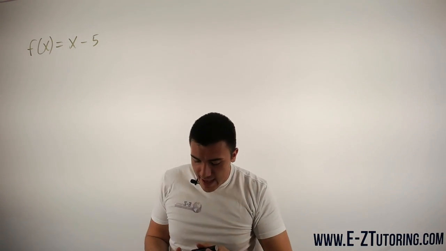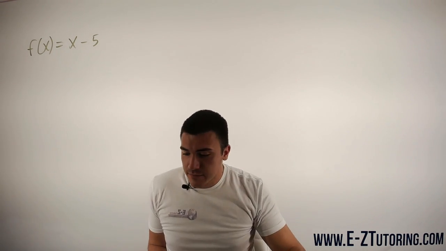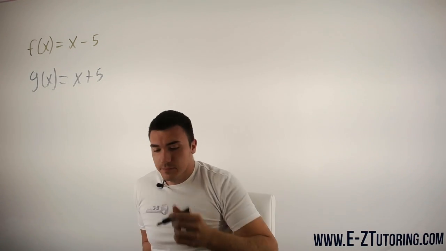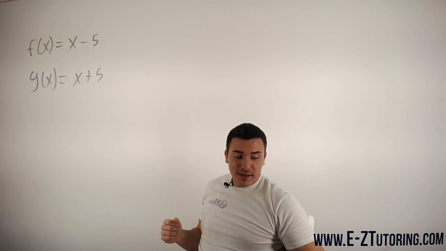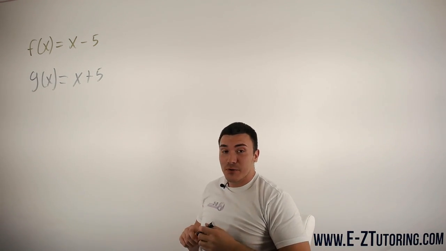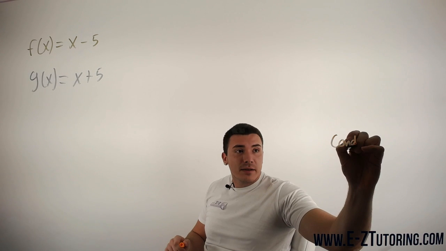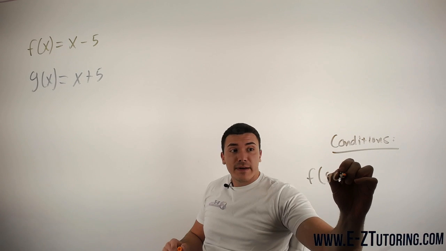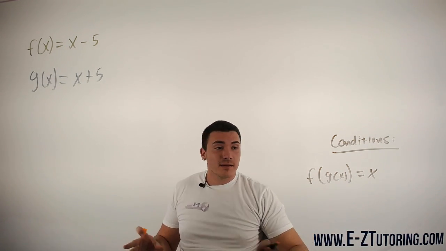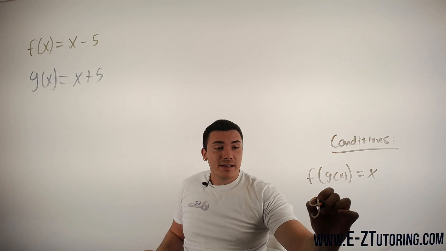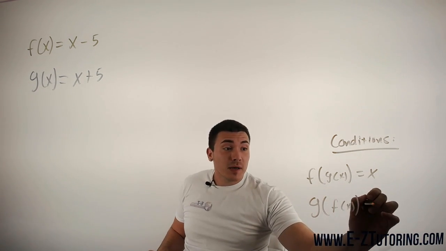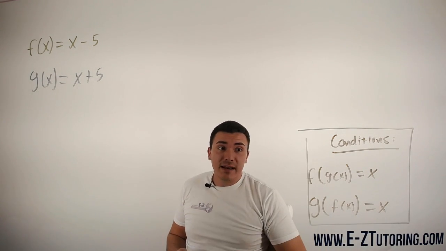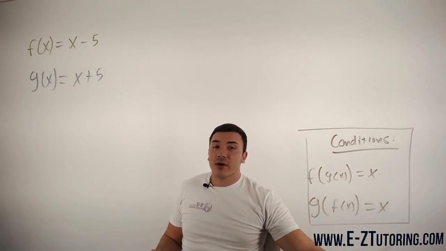Alright, so let's suppose we have f of x equals x minus 5 and g of x equals x plus 5. Let me write down the conditions for two functions being inverses of each other. The conditions are that f of g of x must equal just x, nothing else except x. And g of f of x must also equal just x. If these two conditions are satisfied, then you can conclude that they are inverses of each other.